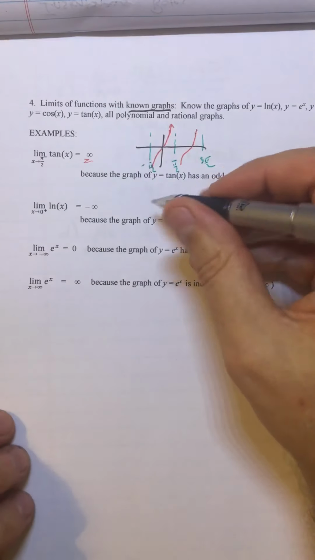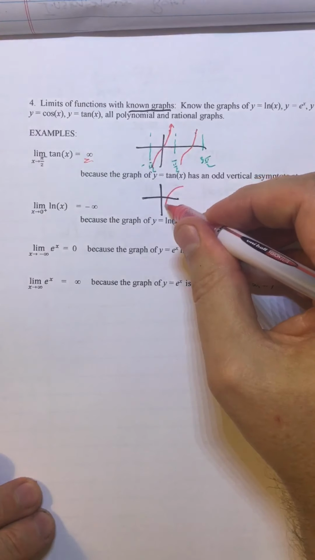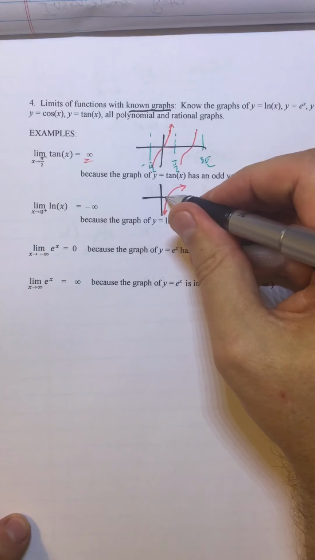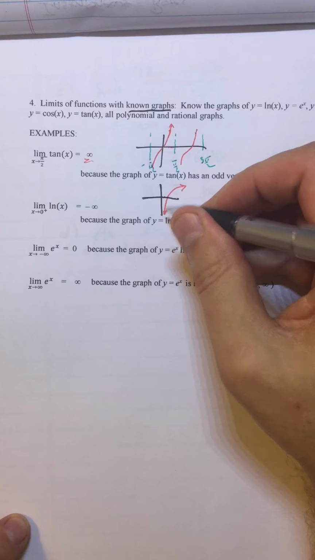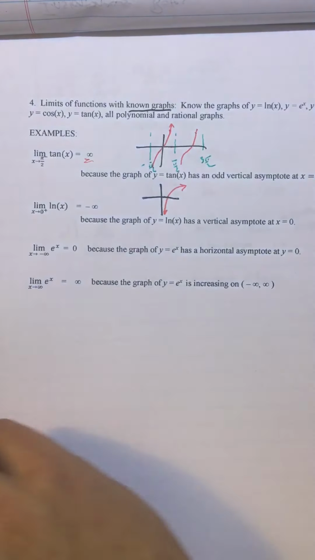ln of x, you need to know what that graph looks like. That graph looks like that. You need to know that. You will be expected to know that. The limit as x approaches 0 from the right. As we approach 0 from the right, the y values are going down to negative infinity, so that limit is negative infinity.